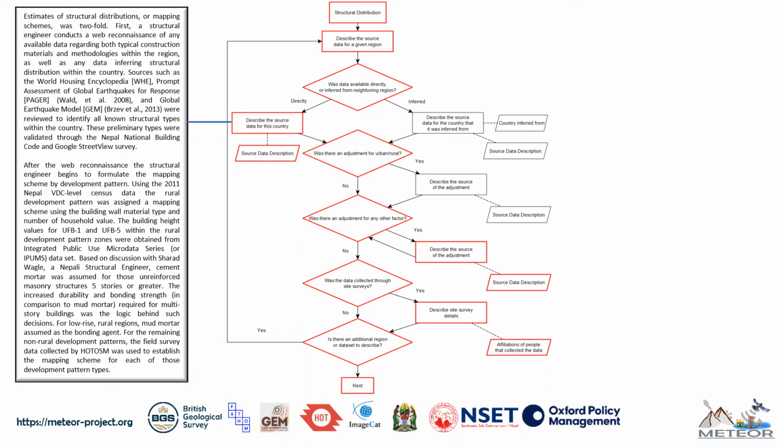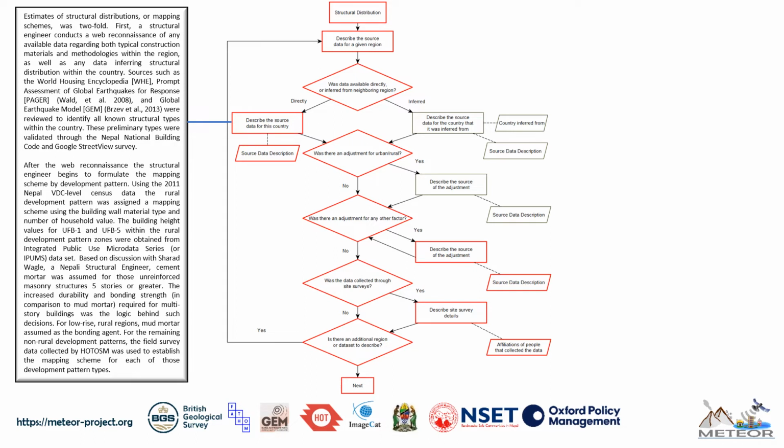First, the structural engineer conducts a web reconnaissance of any available data regarding both the construction materials and methodologies within the region, as well as searching for any data that could infer the structural distribution within the country. Sources such as the World Housing Encyclopedia, Prompt Assessment of Global Earthquakes for Response, PAGER, and the Global Earthquake Model, GEM, were reviewed to identify all known structural types within the country. These preliminary types were validated through the Nepal National Building Code and Google Street View survey.